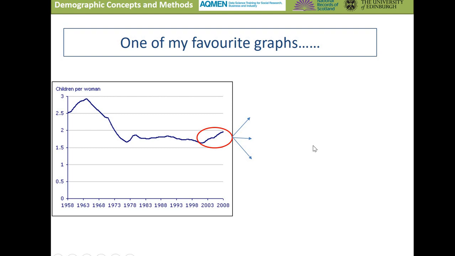So let me start off with one of my favourite graphs. So here we see a time series of the numbers of children per woman starting in 1958 and moving forwards to 2008, and we can see a sharp decline in the numbers of children per woman from the late 60s, coinciding with the introduction of the pill.